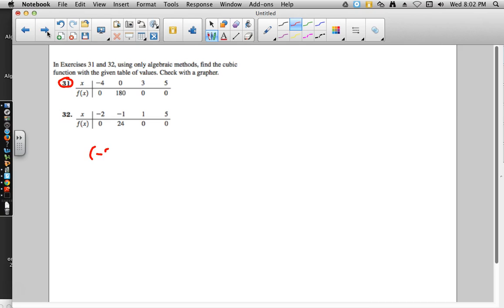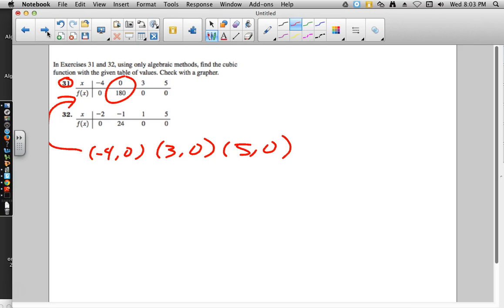So at negative 4, 0, we have a 0. At 3, 0, and at 5, 0. Now notice I'm ignoring that 0, 180 for a second, because it doesn't really have a lot to do with our first thought process, and our first thought process is, let's just get a polynomial that will cross at these 3 places.